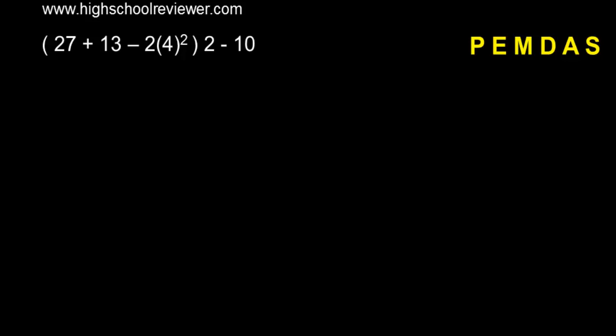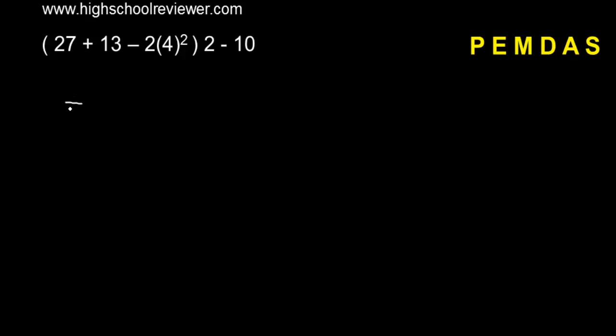Hierarchy or order of operations of numbers. In solving hierarchy of operations of numbers, always follow the PEMDAS rule, which states that we first need to perform those that are inside the parentheses, those with exponents, multiplication and division from left to right, and then addition and subtraction from left to right. Our given problem, we have the quantity of 27 plus 13 minus 2 multiplied by 4 raised to the power of 2, and the whole quantity multiplied by 2 minus 10.